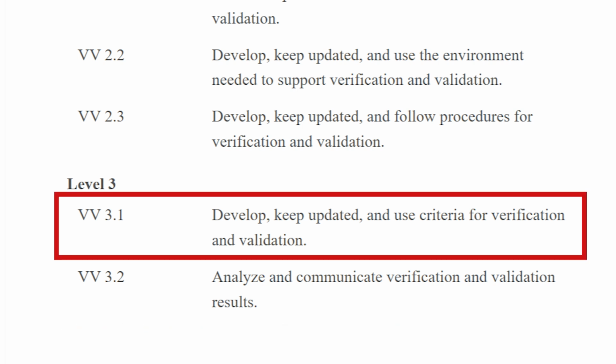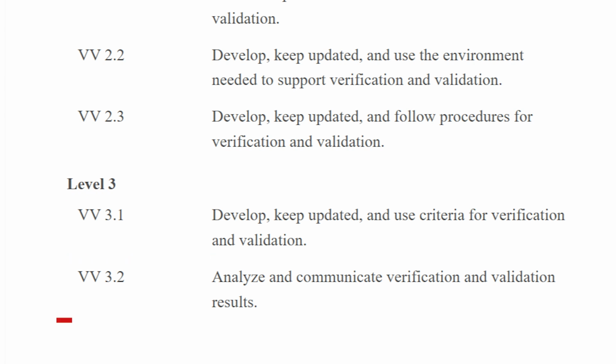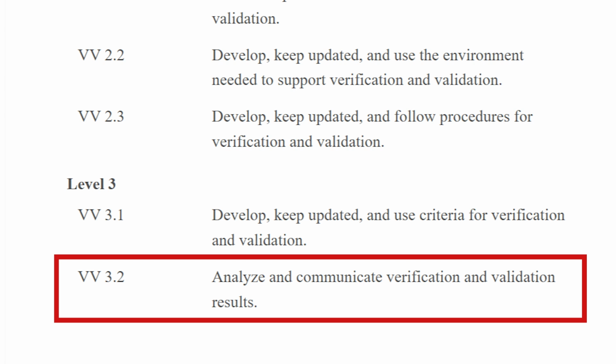VV 3.1 introduces the idea of standardized criteria that we can use to determine verification and validation activities and levels of effort. Criteria might state, for example, minimum levels of test coverage or acceptable levels of escape defects. These criteria may be influenced by customer or project-specific requirements or risks, but they can also be driven by organizational constraints. For example, if the organization in question has certain regulatory or compliance requirements that they need to adhere to, this may have an impact on the nature of the verification and validation activities that must be performed to ensure these requirements are met.